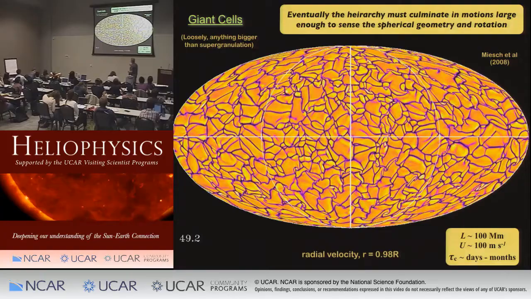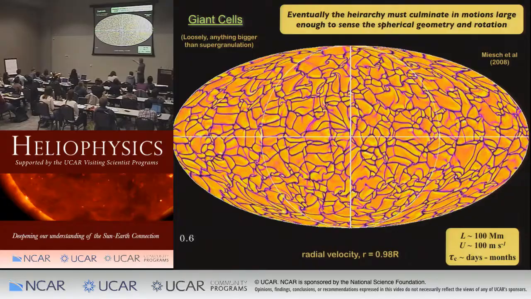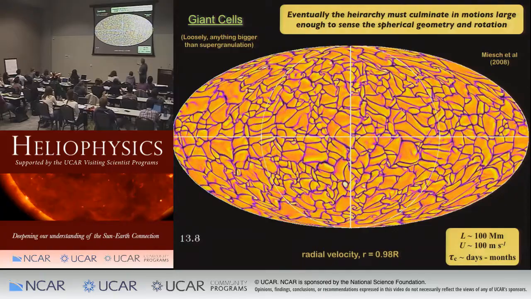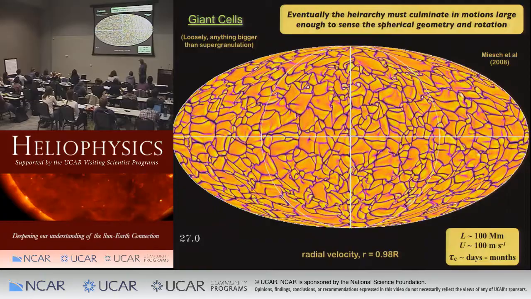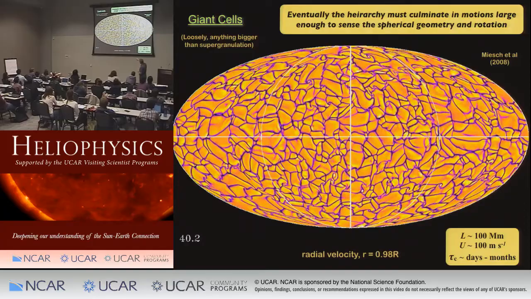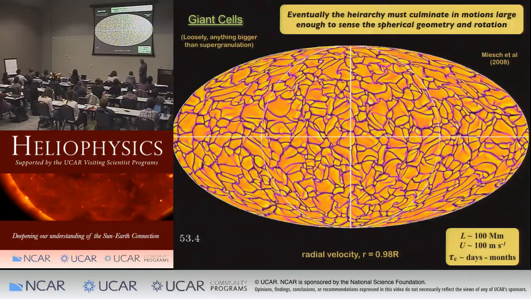This is the time in days. This is from a simulation. So it's a Mollweide projection. So you see the full 360 degrees in longitude, pole to pole in latitude. The radial velocity is what's shown. The orange yellowish parts are upflows. The blue spots are downflows. And it looks superficially like the granulation, but on a much larger scale, on the order of 100 megameters.